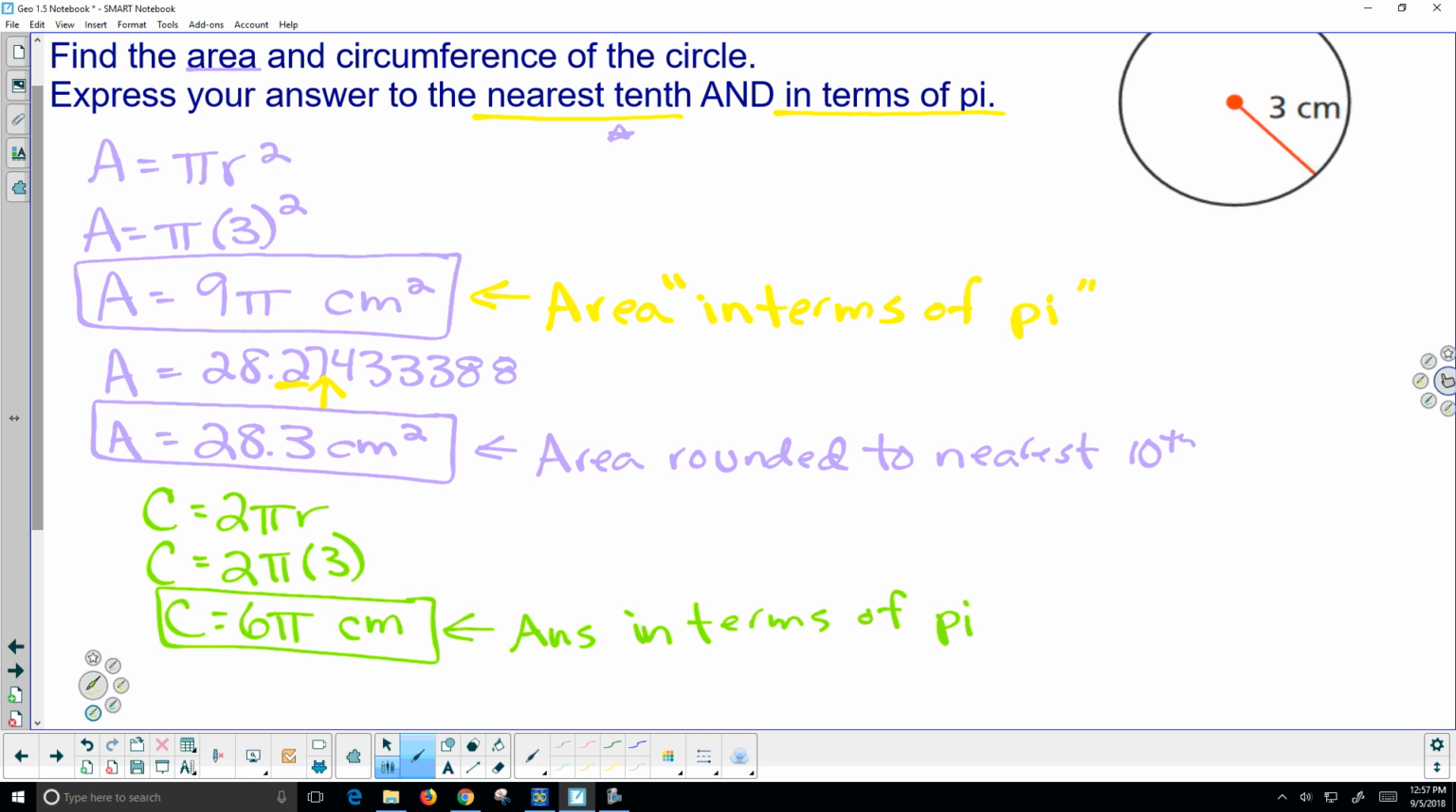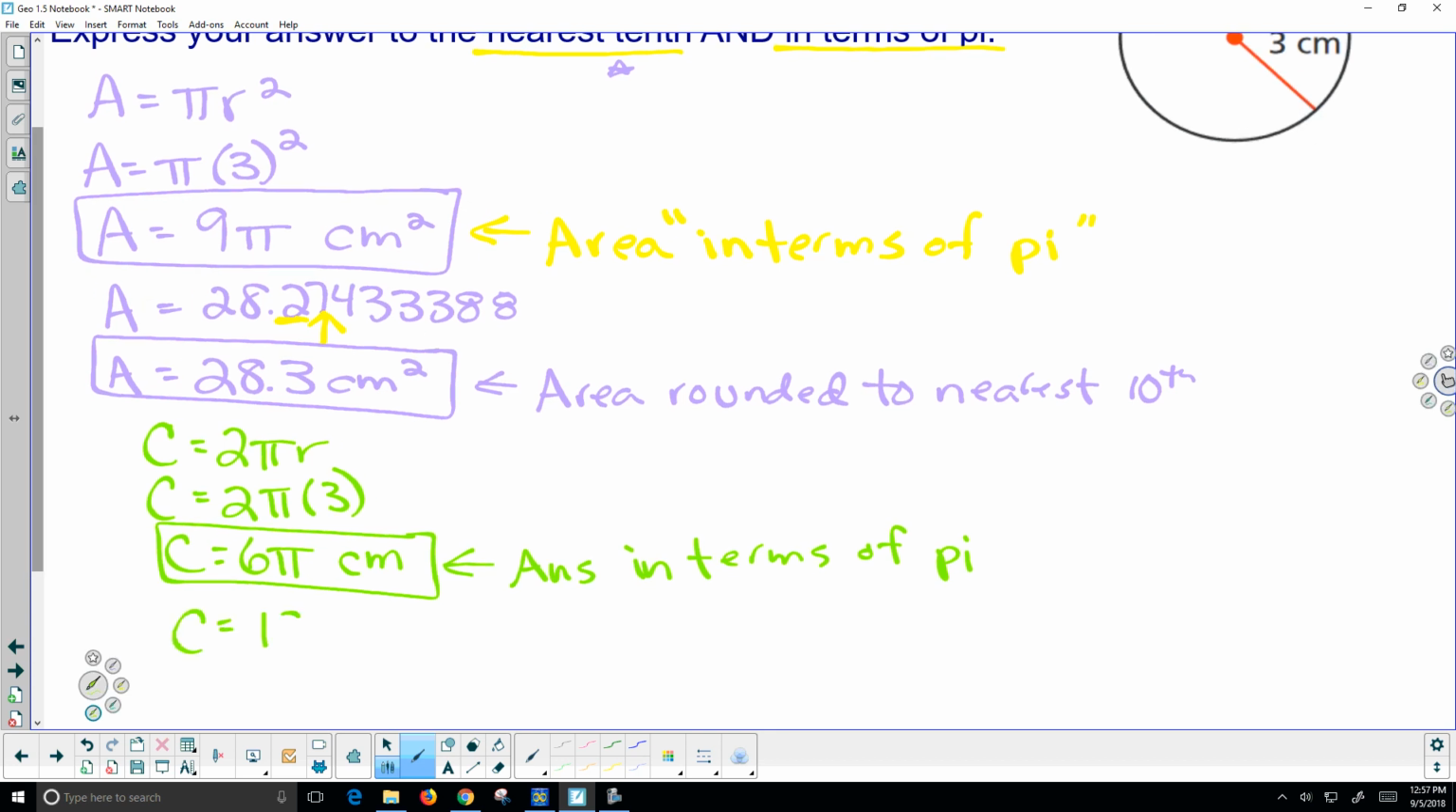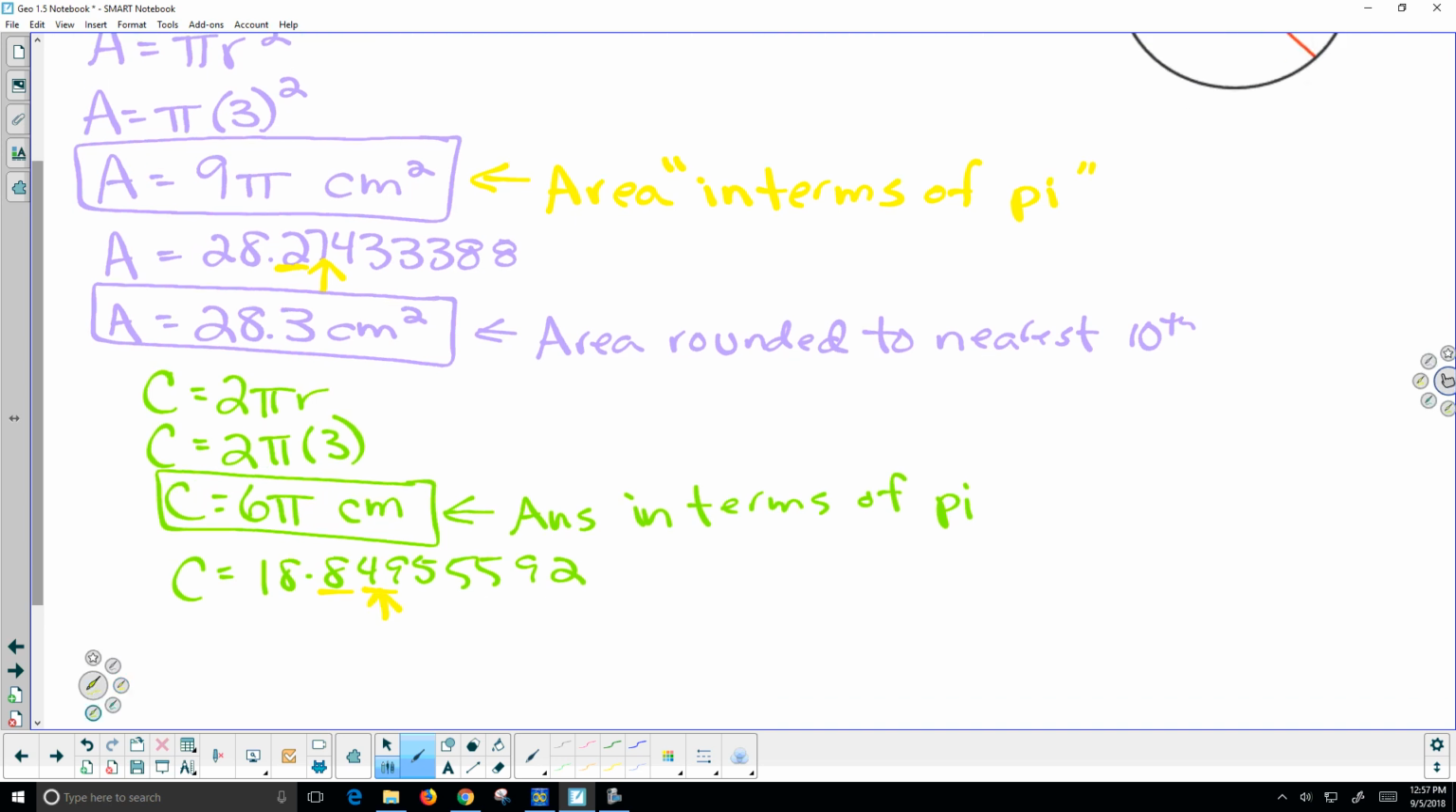Now I pick up my calculator and I say 6 times pi. I need to round that to the nearest tenth. So my circumference is 18.849555592, but I don't care about all that stuff. I'm looking at this digit and this digit. That 4 is not big enough to cause me to round up. So my final answer is 18.8. My units are centimeters, and this is my answer rounded to the nearest tenth.